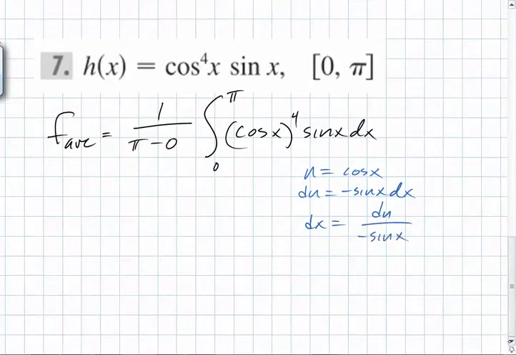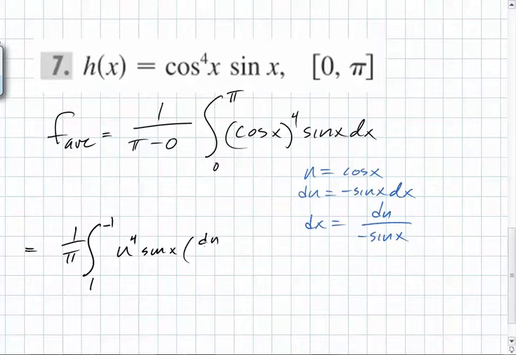So now we plug in, and what do we end up with? 1 over pi integral from what to what? What's cosine of 0? 1. What's cosine of pi? Negative 1. So from 1 to negative 1, of u to the 4th times sine x, but then what gets dropped in here, which is that nice magical step?